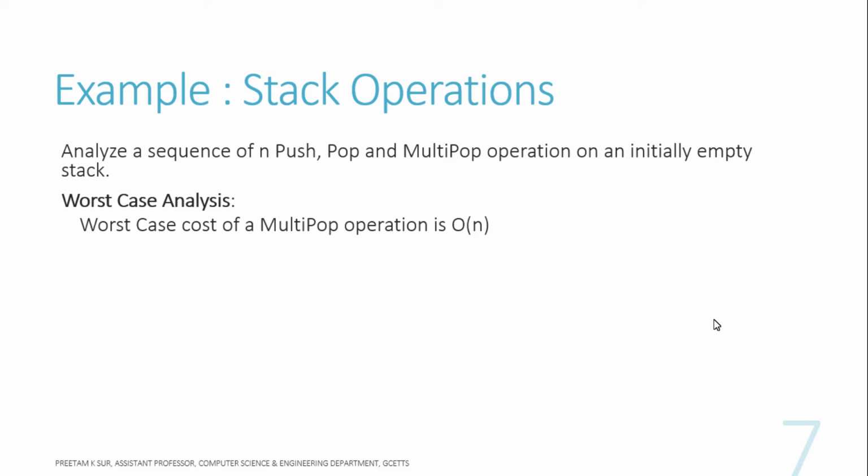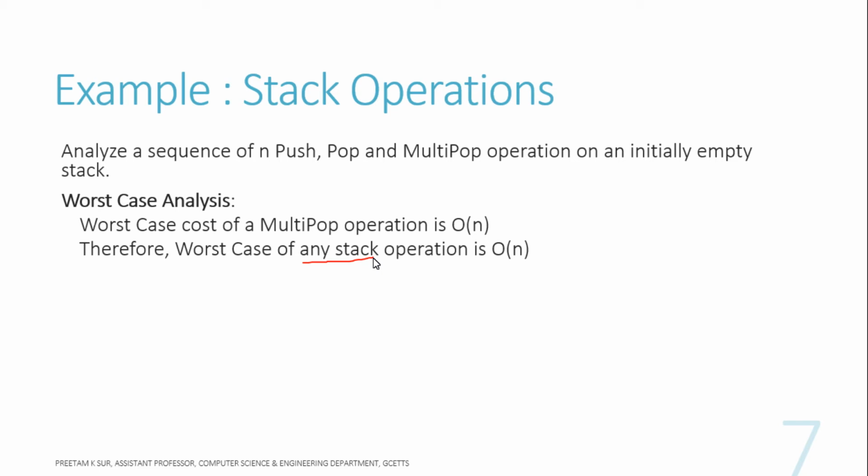Now the stack has only three operations: push, pop, and multipop. Out of those three, push takes order of 1, pop takes order of 1 in the worst case, but multipop takes order of n in the worst case. So the worst case for any stack operation is order of n, which is given by the multipop operation.